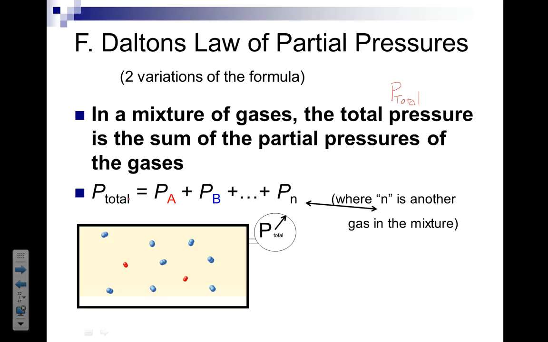Dalton's first form of his law can be written mathematically as the total pressure is equal to the partial pressure of gas A, which is our red gas, plus the partial pressure of gas B, which is the blue gas here. If you had 3, 4, 5 different gases, you would just continue this pattern, adding the partial pressures of each individual gas together. So here I have plus the partial pressure of the nth gas, where N is just another gas in the mixture. This is the first form of Dalton's law. I call it the summation formula.